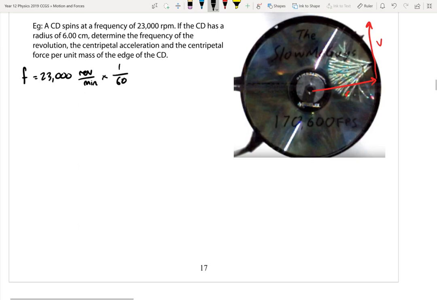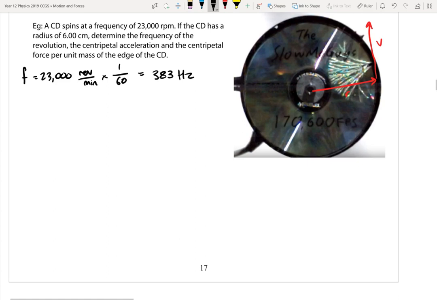We're going to convert minutes to seconds to get it in revolutions per second. But since the per unit of time is the denominator, we're going to divide. So it's actually spinning at around 383 revolutions per second, or 383 hertz, Hz.